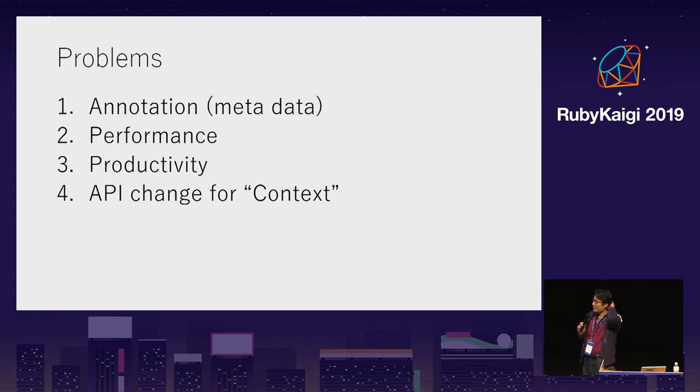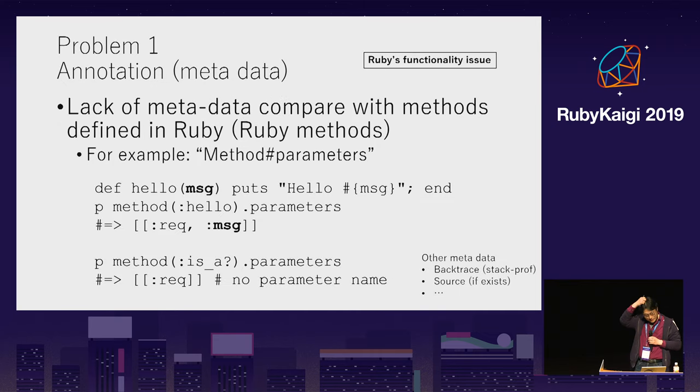There are several problems with these techniques. I summarize them in four categories. I want to show why it is a problem. Problem one is annotation. The previous talk by Kokubun-san showed that Ruby lacks several pieces of built-in method information, so we cannot understand the behavior.